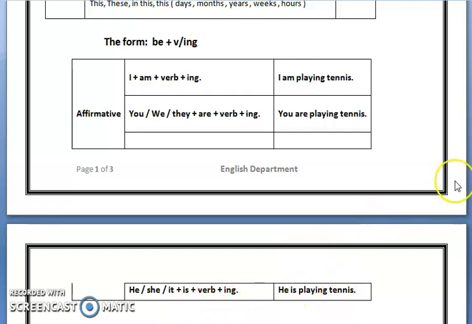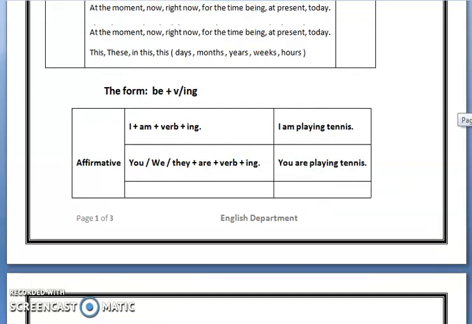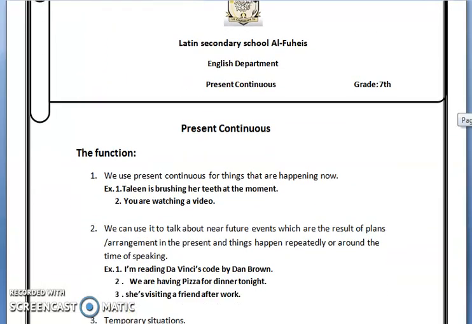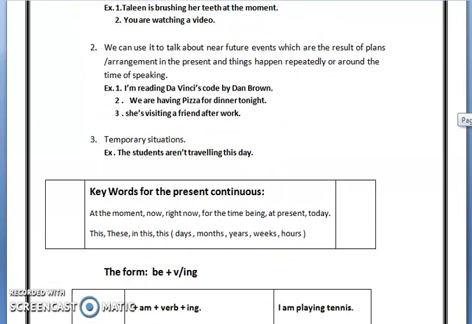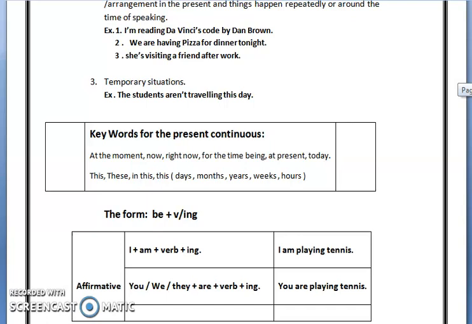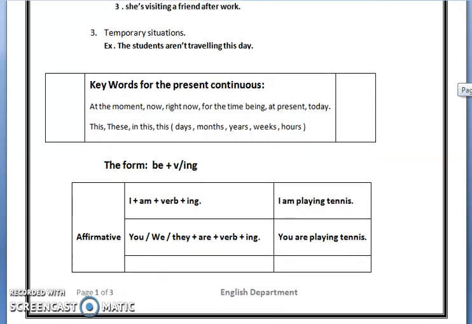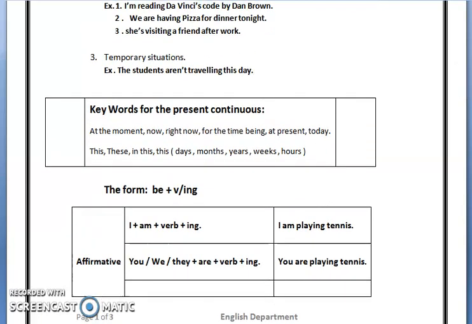So as you all saw here today, we talked about the present continuous, the function, the keywords, the indicators, and the first part of its form. We talked about the affirmative. We will talk about the whole form of the present continuous later on.